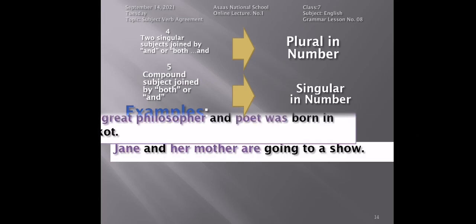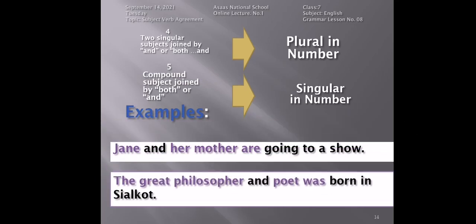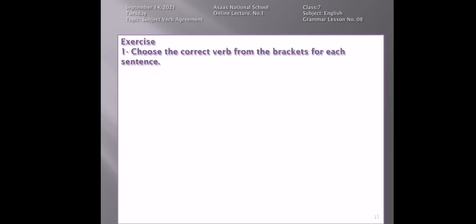Let's see the examples. Jane and her mother are going to a show. Jane and her mother, there are two. So "are" will be the correct verb. The great philosopher and poet was born in Sialkot. This is a compound subject that refers to one person. So "was" will be the correct verb. The great philosopher and poet. We are talking about one person, that is Allama Iqbal, was born in Sialkot. So the S form of the verb is used.